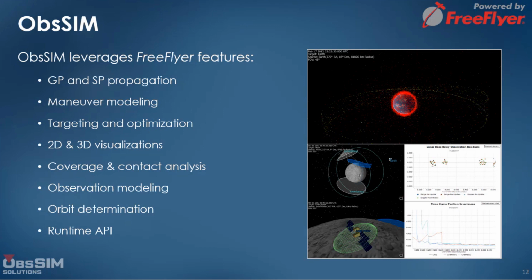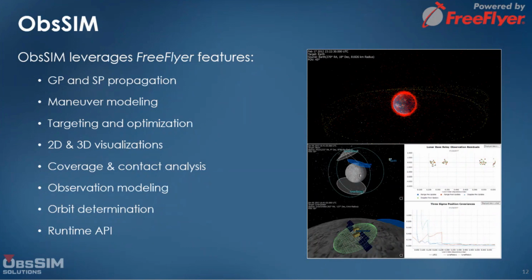try to satisfy sensor tasking. There's a real sensor tasking algorithm. So we use FreeFlyer's coverage and contact analysis to do that, to generate pass schedules for when the sensors will see the targets and have opportunities to collect observations on them. And then use FreeFlyer's observation modeling to generate the observations during those pass times.